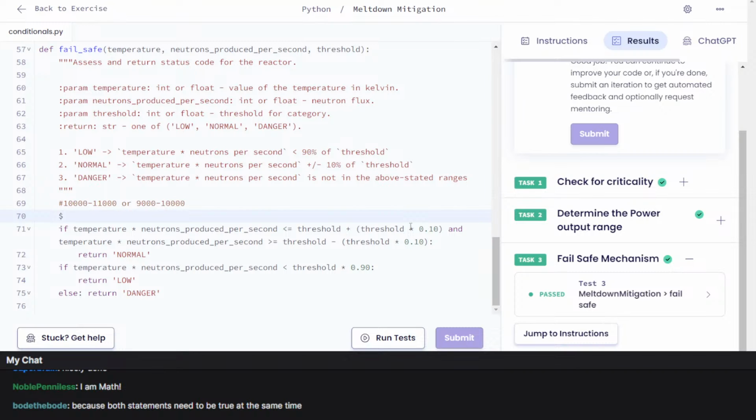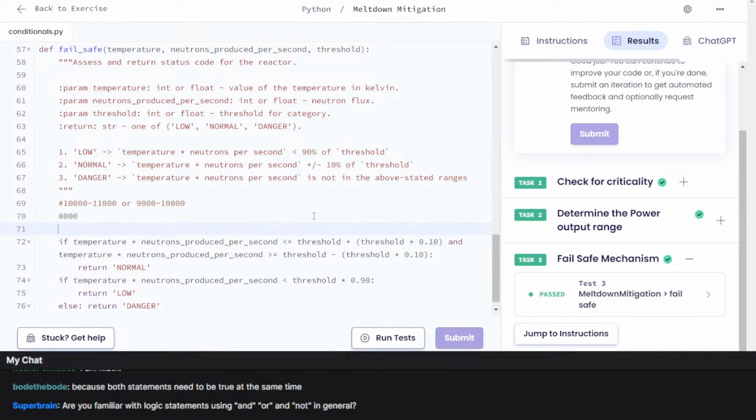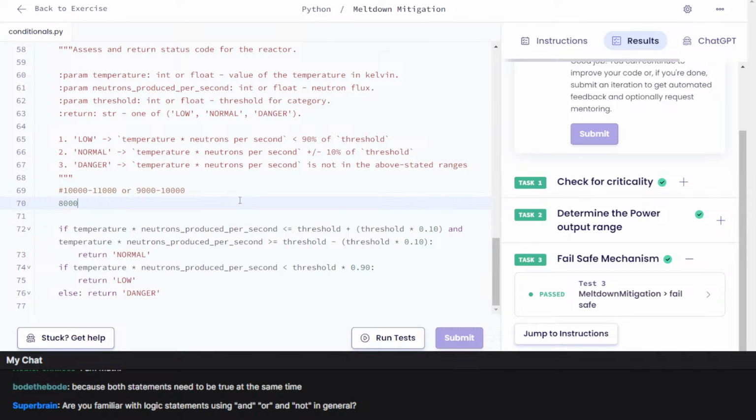Bodepi Bode says use your own numbers. Both statements need to be true at the same time. Oh, wait. Okay, let me think about it. But what if... Okay. What if it was below... Superbrain says are you familiar with logic statements using and, or, and not in general? I thought I was, but apparently not, if this works, because I wasn't expecting this to work at all. But, okay. Let me plug in numbers until I understand this.